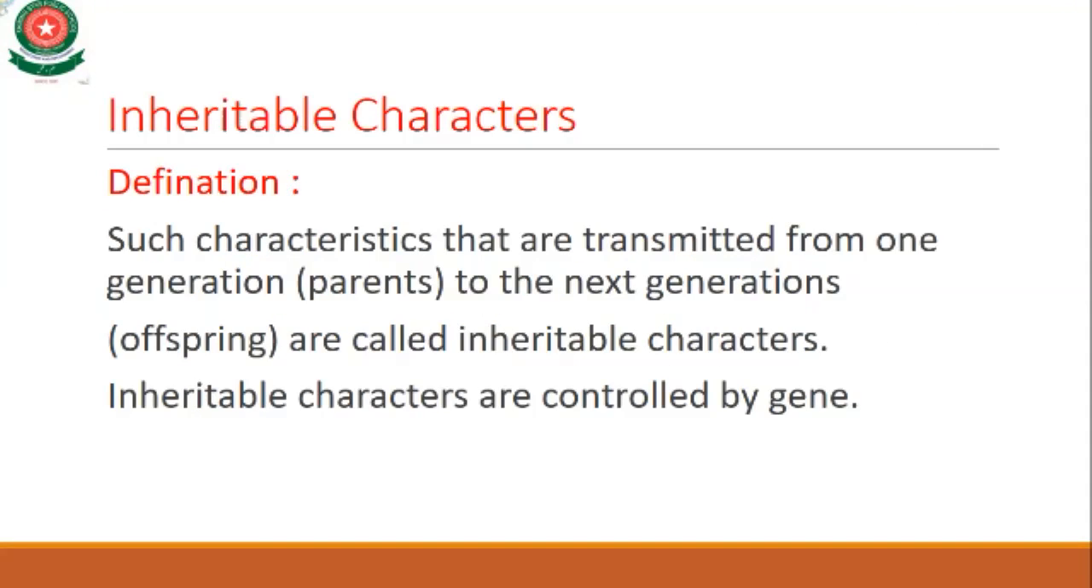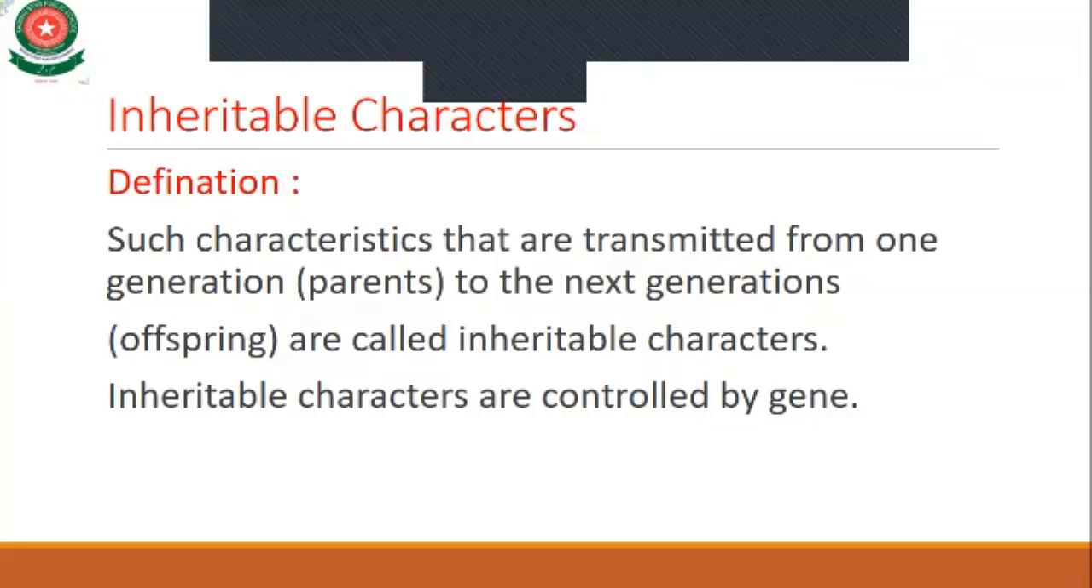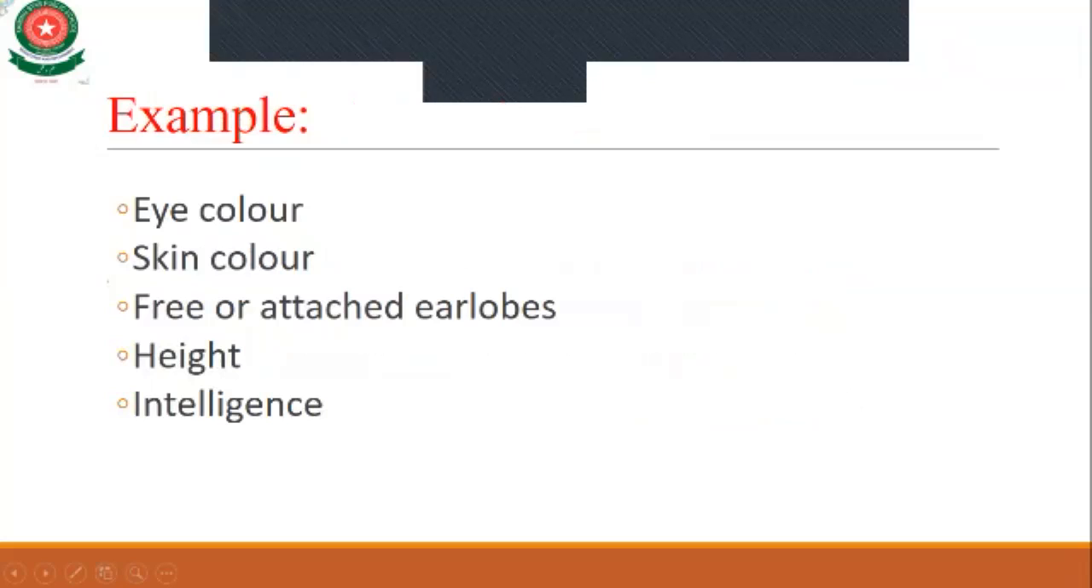Now we discuss the inheritable characters and non-inheritable characters. First of all, the inheritable characteristics: those characteristics which are transferred from parents to the offspring, or transmitted from one generation to the next generation. One generation means the parents' generation, and the next generation means the offspring generation. Inheritable characteristics are controlled by genes. Examples are eye color, skin color, free or attached earlobes, height, and intelligence.